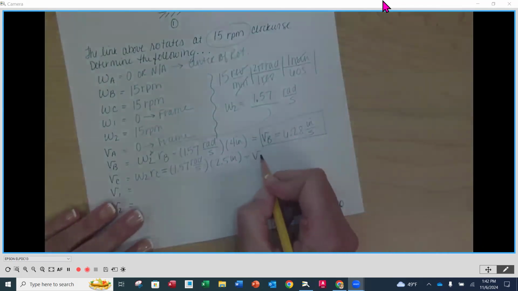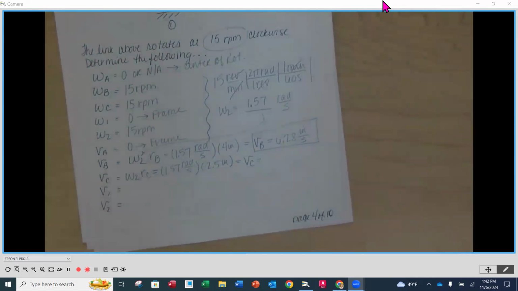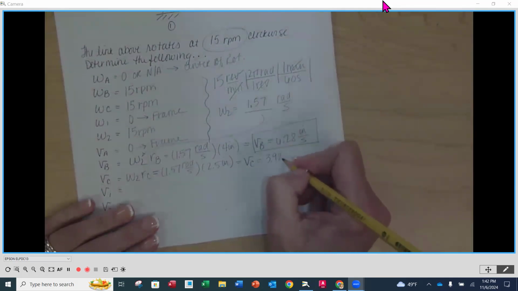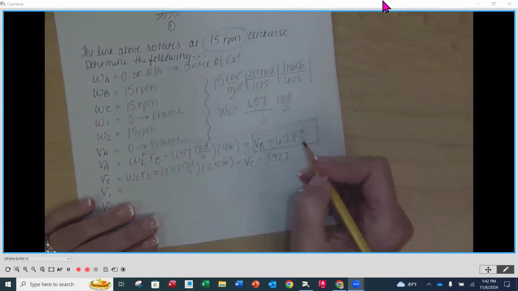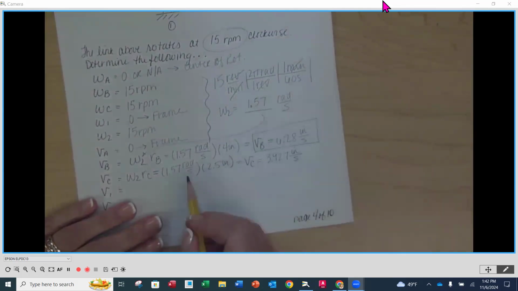So our VC, multiplying those two together, what do we get for our VC? Oh, Tyler got 3.927. Anybody else get that value? Got nods? Okay, excellent. And that's going to be inches per second. Radians times inches is inches per second.